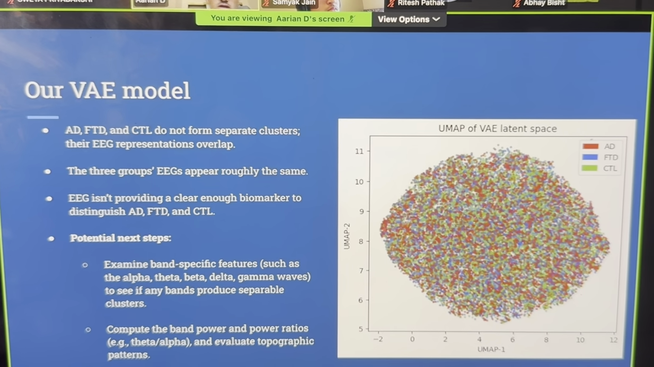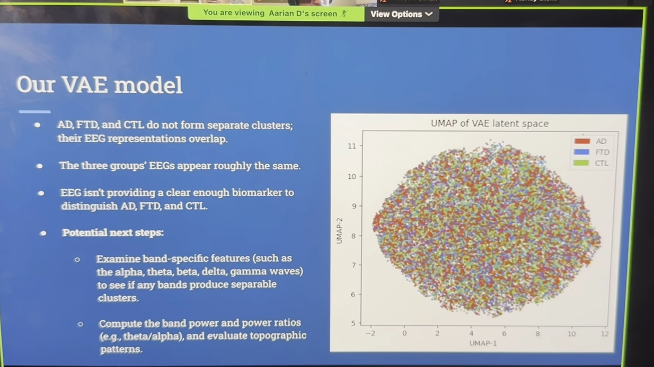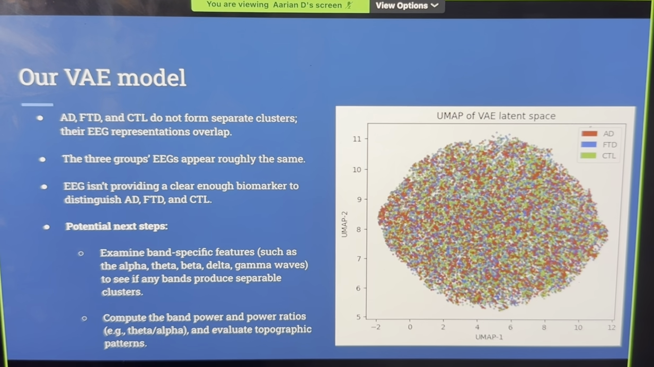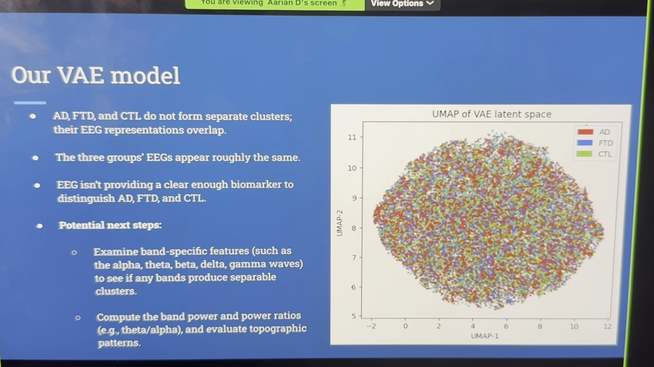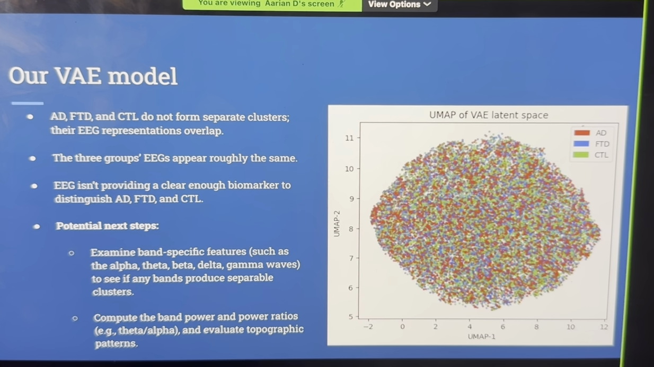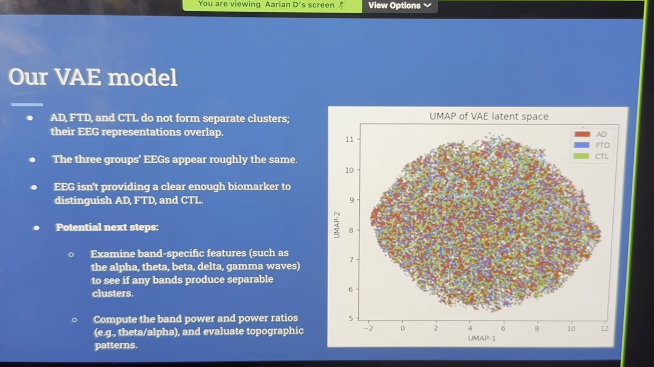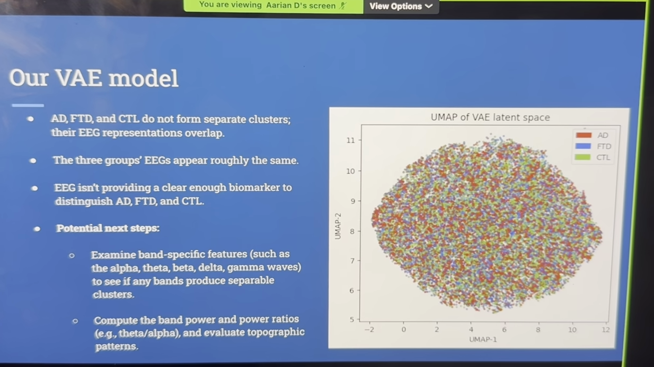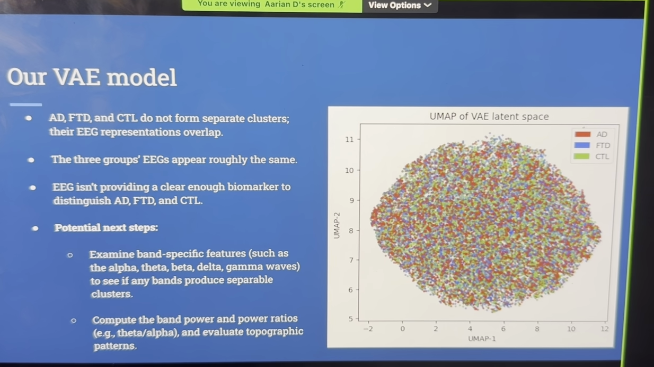This is our VAE model that we created, and this is the cluster you see. It was made from our EEG data, but they don't form separate clusters, all three of the groups. And that means that the EEG isn't providing a clear enough biomarker to help distinguish it.